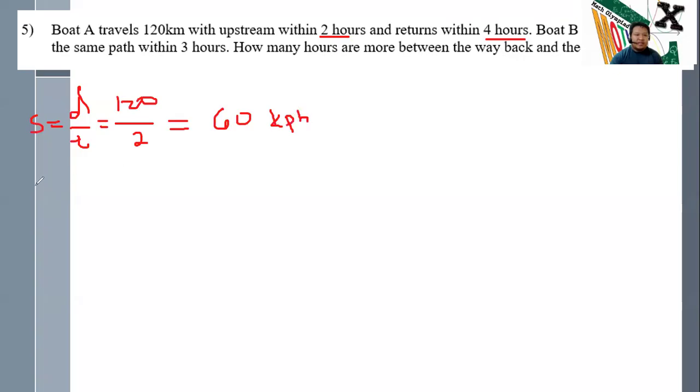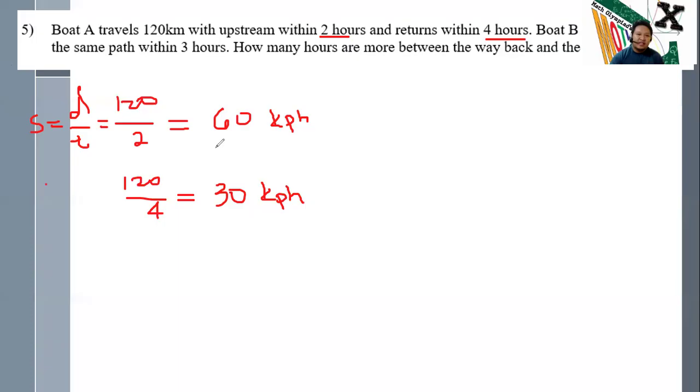kph for this. And then we have the speed. This is for the downstream speed. So for the upstream speed, again, we have 120 because same distance divided by 4. So that will give us 30 kilometers per hour. So that is the speed of our boat going upstream, 30 kilometers per hour. That's the speed of the boat going downward.